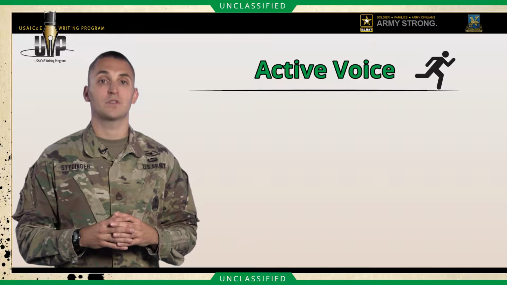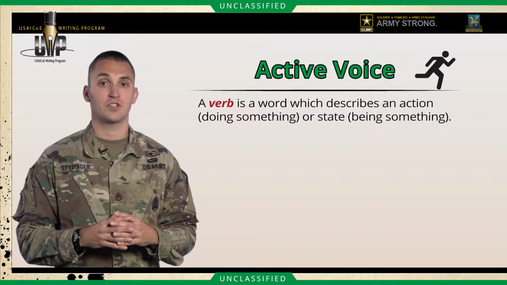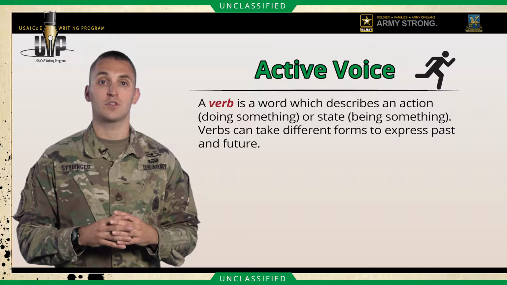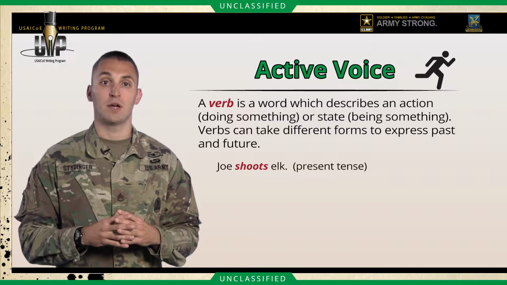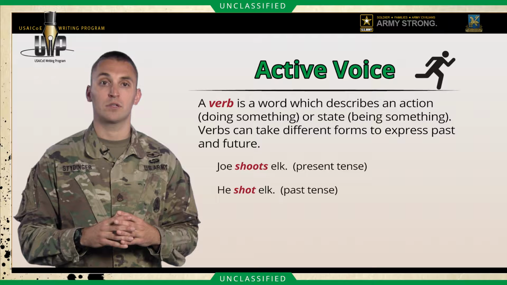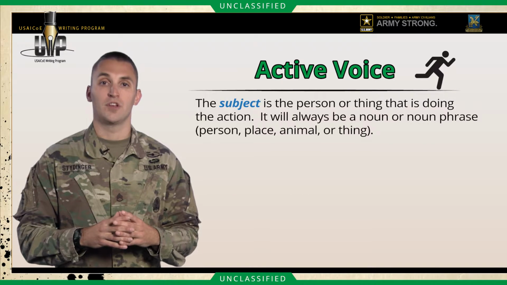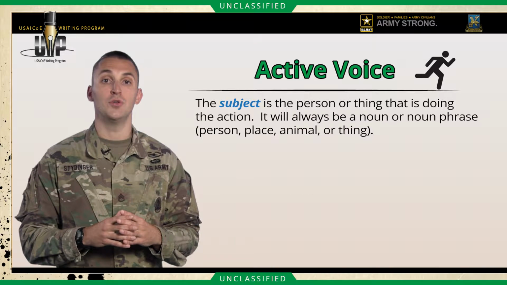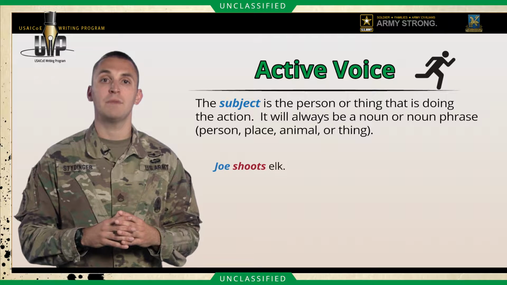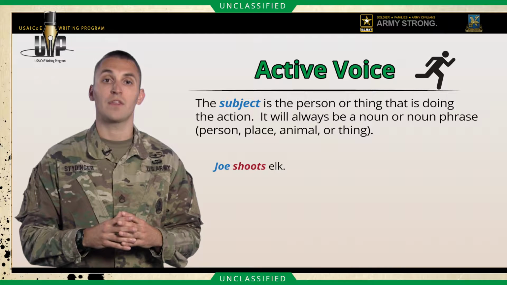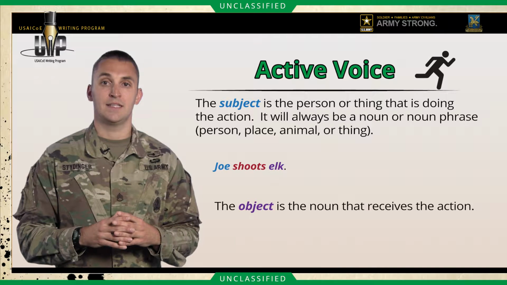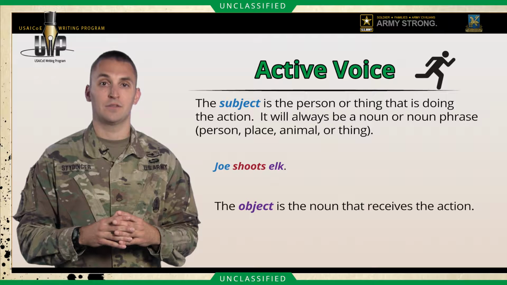Let's do a quick review of terms. A verb is a word which describes an action, doing something, or a state, being something. Verbs can take different forms to express past and future. For example, Joe shoots elk is present tense, and he shot elk is past tense. The subject is the person or thing that is doing the action. It will always be a noun or noun phrase: person, place, animal, or thing. The object is the noun that receives the action.